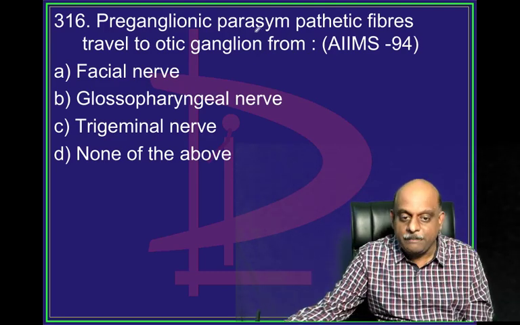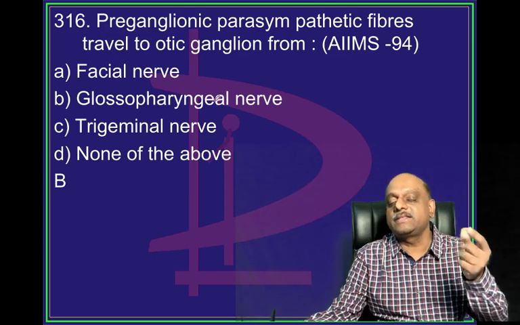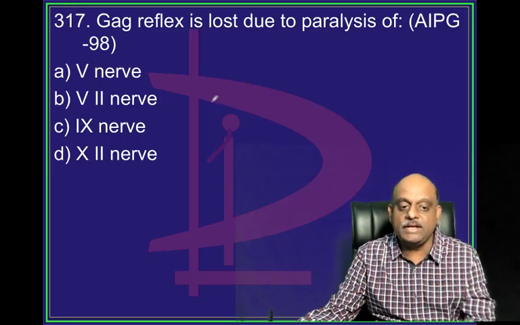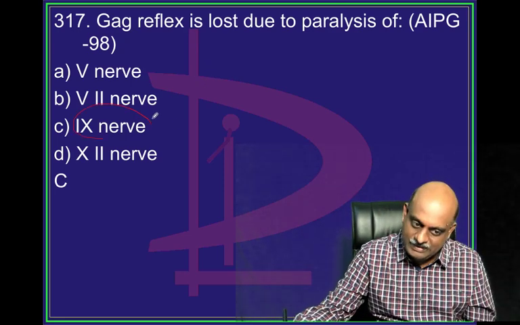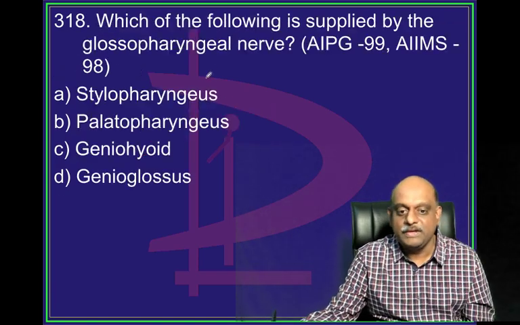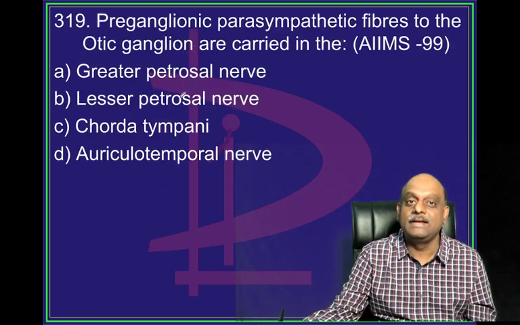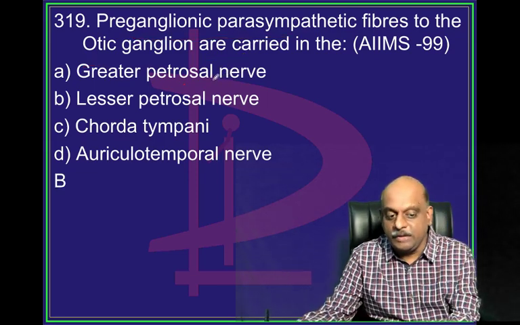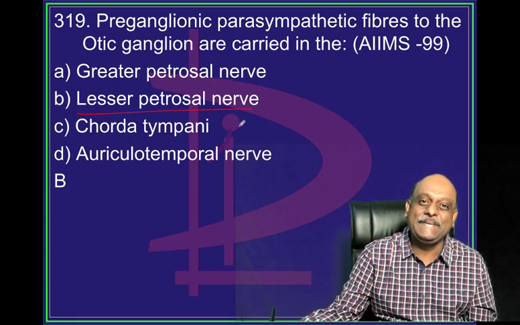The preganglionic parasympathetic fibers of the otic ganglion, where do they come from? You will answer easily: glossopharyngeal nerve. The gag reflex is lost if there is any paralysis of the ninth nerve, which forms the afferent of the gag reflex. Then glossopharyngeal supplies which muscle? Stylopharyngeus. Preganglionic parasympathetic fibers of the otic ganglion is an AIIMS MCQ. They come via the lesser petrosal nerve, is what you have to remember.